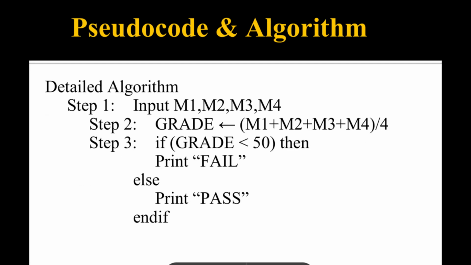In the algorithm, we write it in steps. Our first step is input M1, M2, M3 and M4. M1 will be student 1, student 2, student 3, student 4. Step 2: grade is equal to M1 plus M2 plus M3 plus M4, and we divide all these grades of students by 4. If grade is less than 50, then print fail, else print pass. This is a simple program.